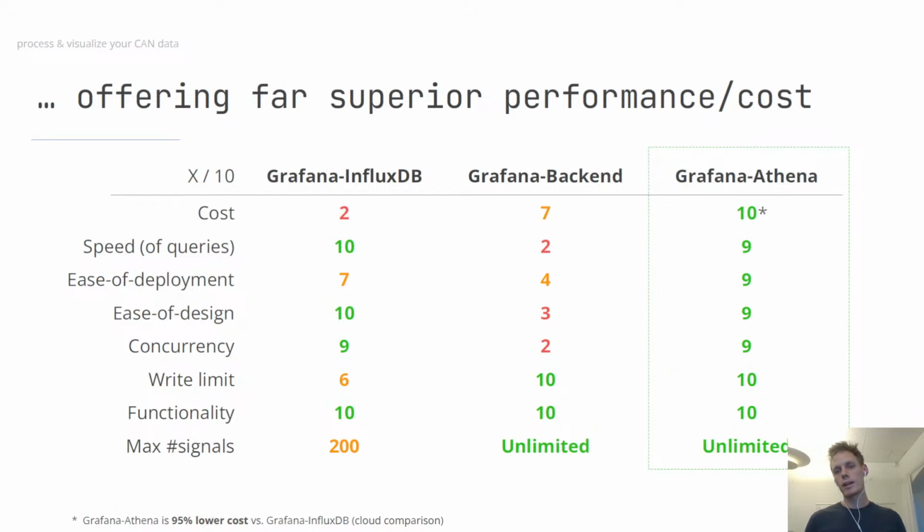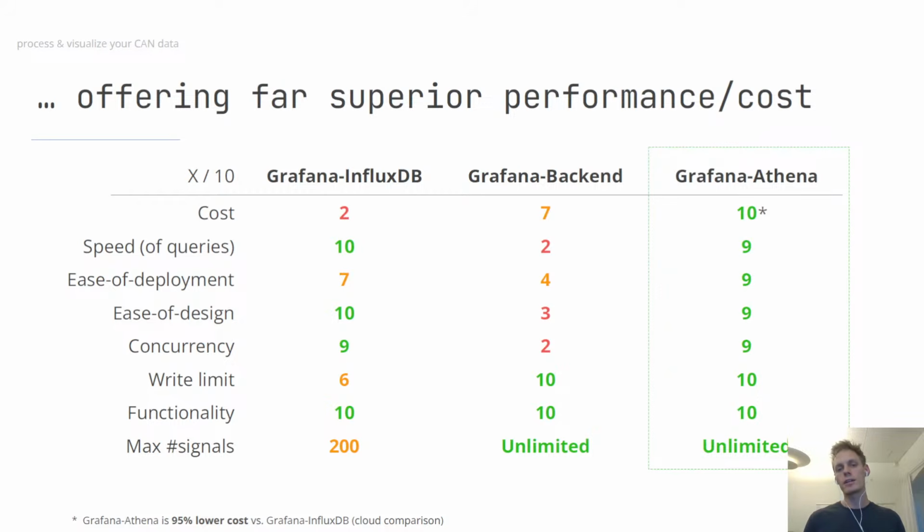With the new Grafana Athena integration, in our opinion, it provides similar functionality, similar speed. It's easier to deploy. It's easier to maintain. It's similar in terms of how many users can access the data at the same time. It avoids many of the scalability bottlenecks that the Influx integration had. It allows you to get access to all of your data, so you can get thousands of signals if you want, where InfluxDB is limited to 200 signals.